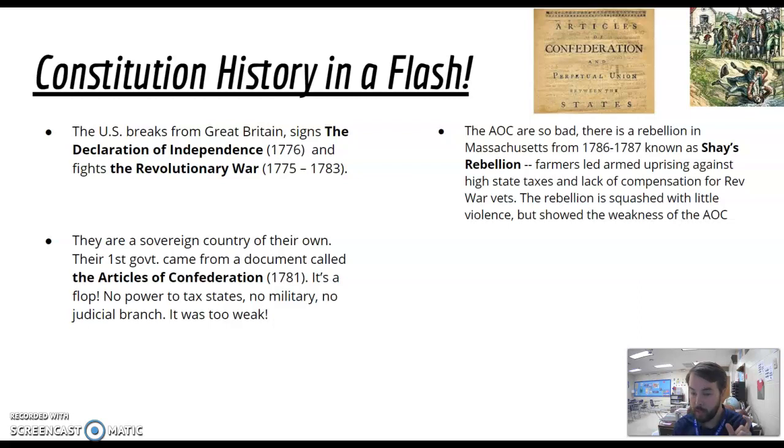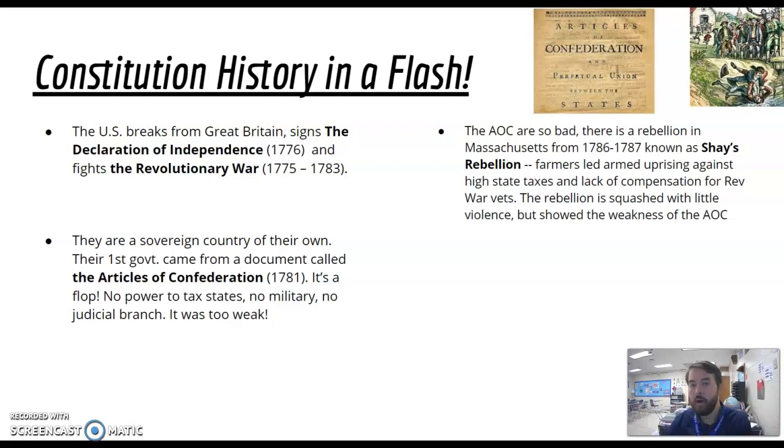In short, they are terrible, and they don't really work. There's a lot of problems with it. The federal government doesn't have the power to tax the states, so they don't get money to do things like build roads or help their citizens with different programs within their country. The military is not very strong. There's no court system. Basically, all the states are sovereign nations within themselves. The federal government is supposedly over them, but they don't really have a lot of power.